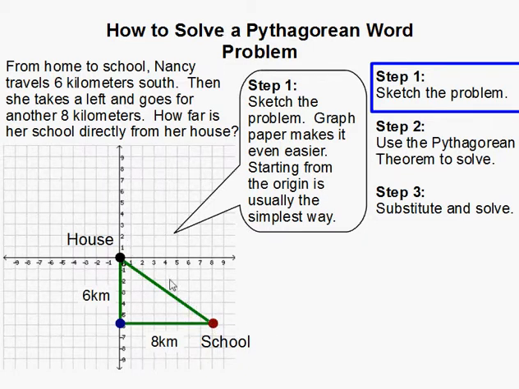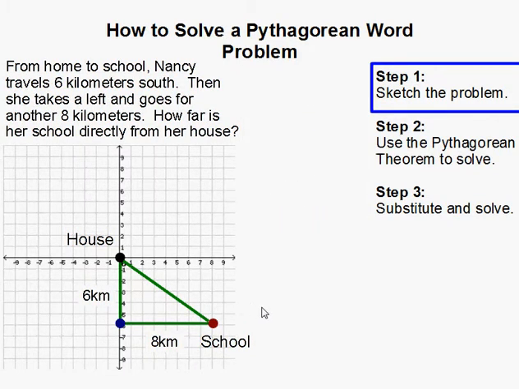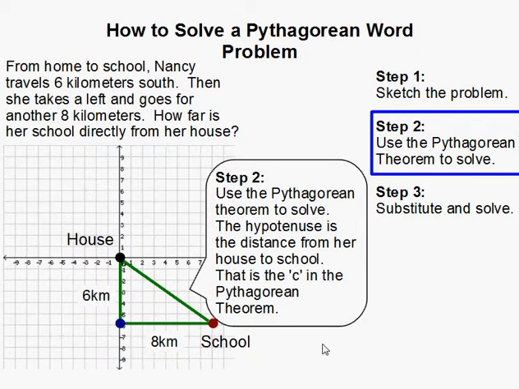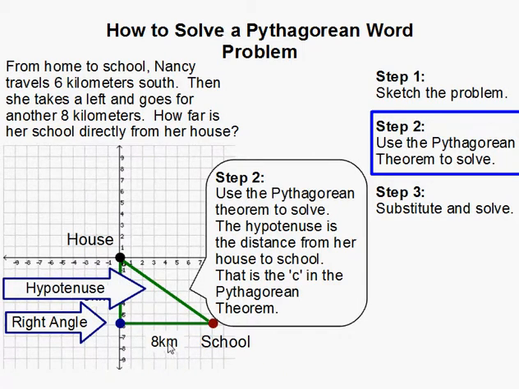So now, as you can see, I filled in this line right here and made a right triangle. Now we use the Pythagorean theorem to solve and find this length, or the direct path. Say if she could fly, then that is the distance to the school. Remember, the hypotenuse is the c in the Pythagorean theorem, because the right angle's here.